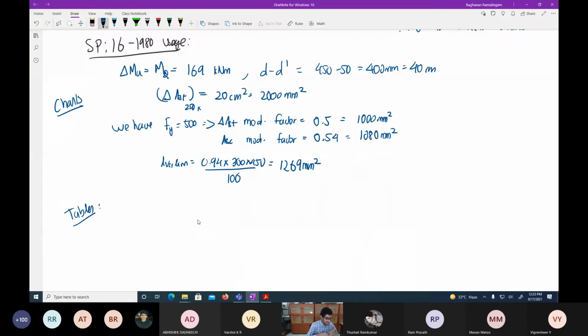Okay. So now for our problem, we see that our Mu by bd square is 371 into 10 power 6 by 300 into 450 square. Of course, d dash by d is 50 by 450, which equals 0.11. So how much is Mu by bd square?